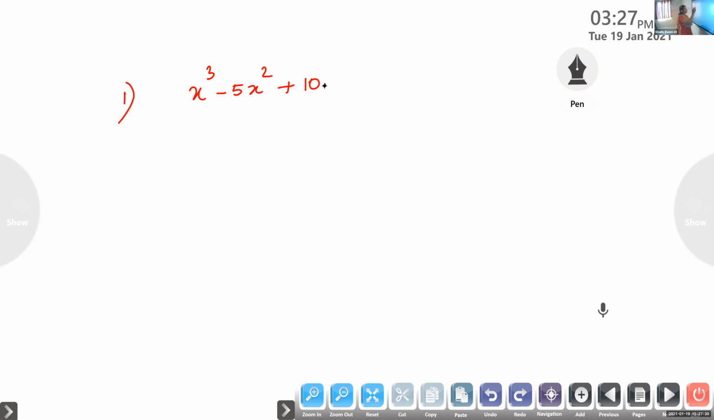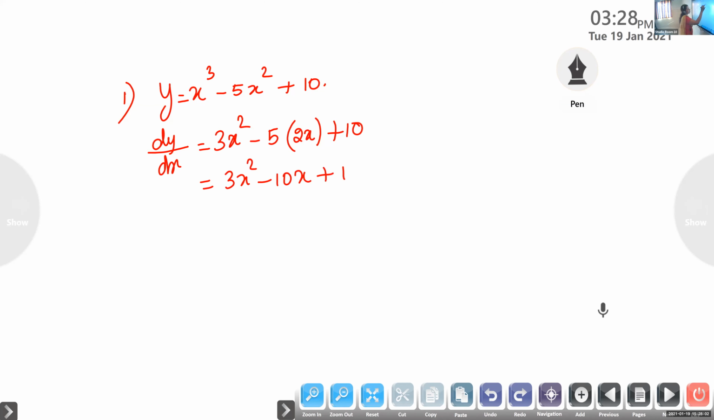How to do this? First, name this as y. What is dy by dx? What is the derivative of this function? What is the derivative of x cube? You put the power in the front: 3x square minus 5 into the derivative of x square, which is 2x, plus the derivative of 10. So you get 3x square minus 10x.